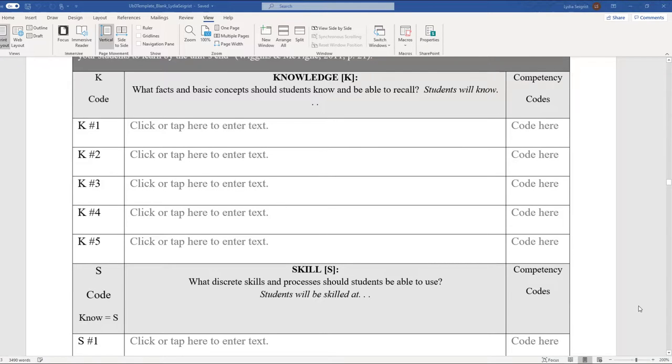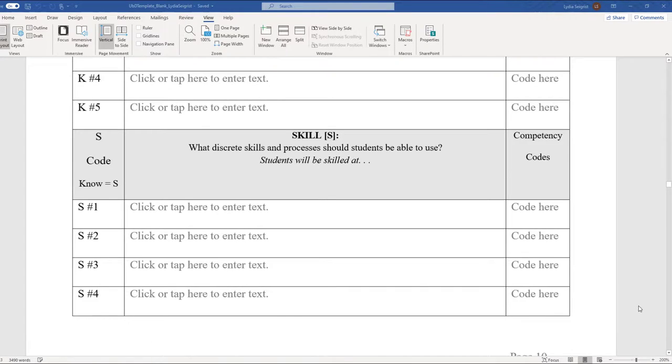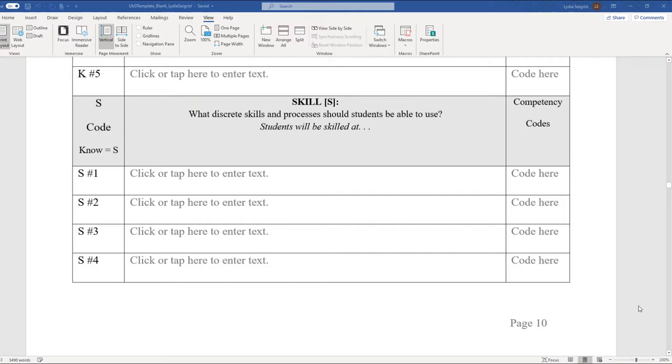And then finally, you'll have a skill. And skills go beyond knowledge. They are the ability to perform and act out a process. So they'll still need to have a competency code to go with them. So you'll want to make sure that you're constantly checking your standards. And then in this, students will be skilled at, and then you'll put what skill you're expecting from them.